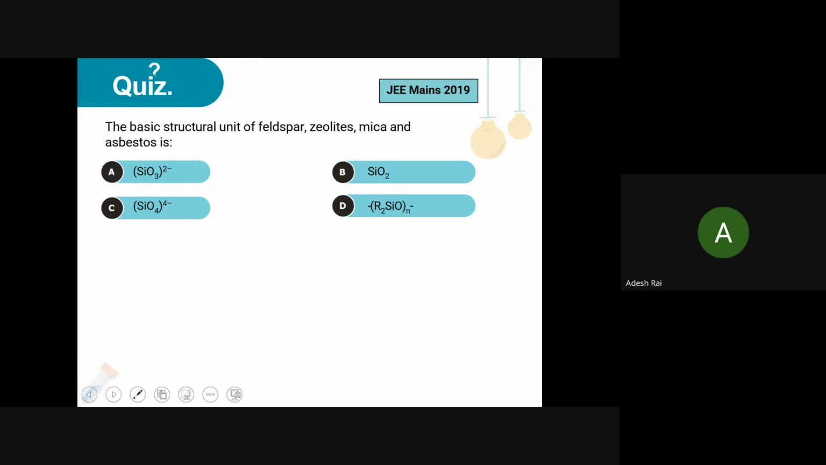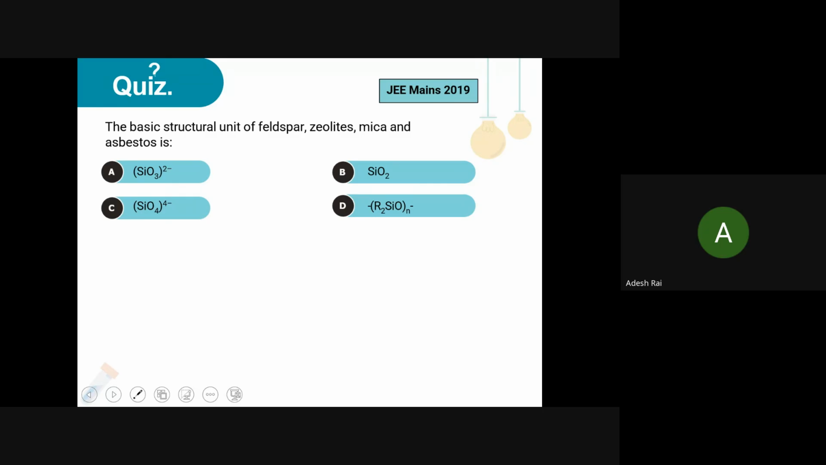The basic structure unit of feldspar, zeolite, mica, and asbestos is? Feldspar, zeolite, mica, and asbestos are all silicates. Tell me, these are examples of which silicates? Sorry, my bad. Feldspar and zeolite are 3D silicates. Mica and asbestos are sheet silicates, right? But for all of them, the basic structure unit is what? Tetrahedron only, no? SiO4 4-.